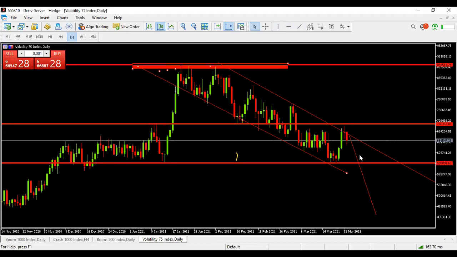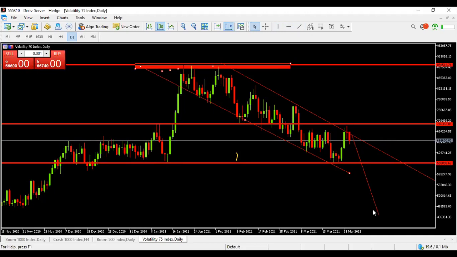But it may not do this just like that. It may do this. It may not just do it like this. It may come here. Look at what may happen here. It may come down here, do something like this. So if you miss the first push, wait for the second push. It may do something like this before pushing down.